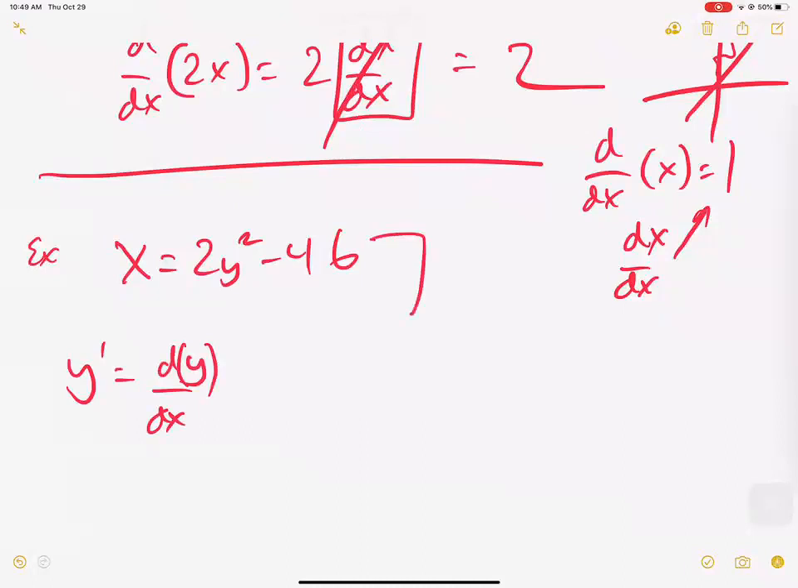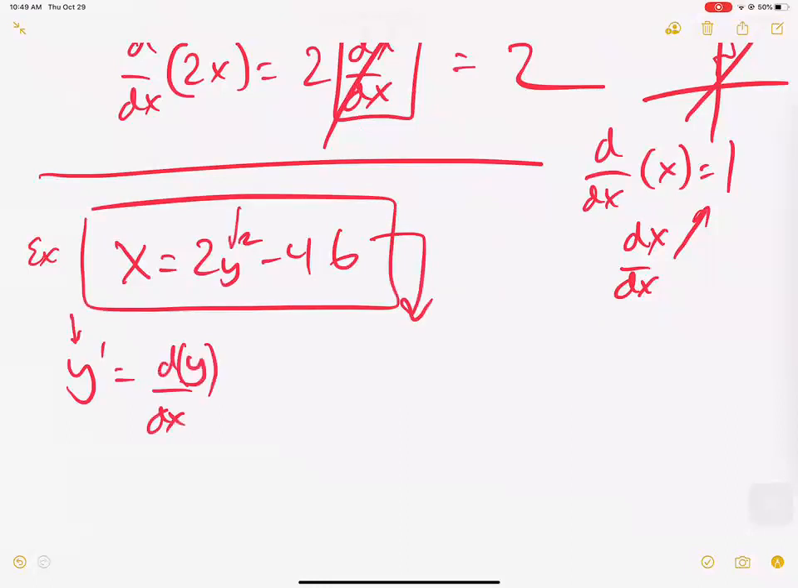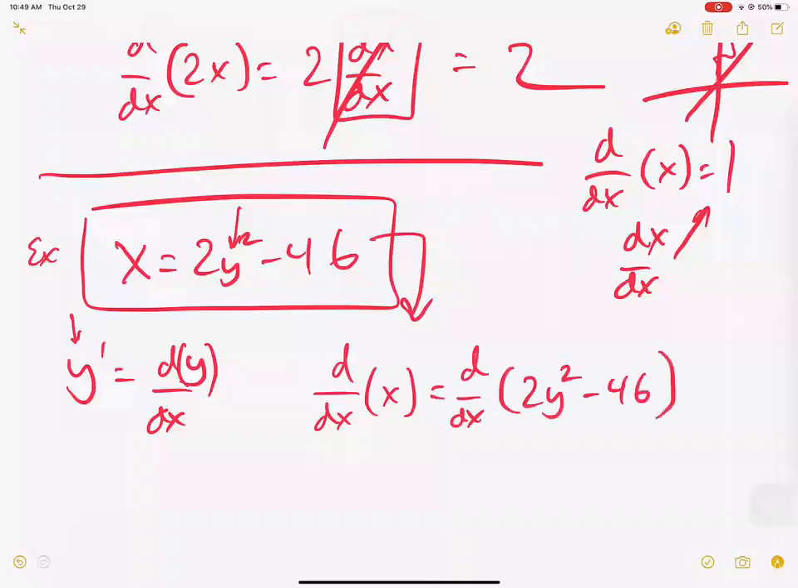So the goal is for you to realize that if I'm looking for y prime, I need to take this derivative because I see a y. You all see the y? I'm going to take a derivative of that y eventually. So let's take the derivative of the whole problem: d over dx of x equals d over dx of 2y squared minus 46. If I do one thing on one side, I'm going to do it to both sides.